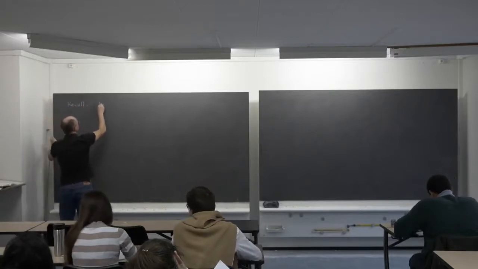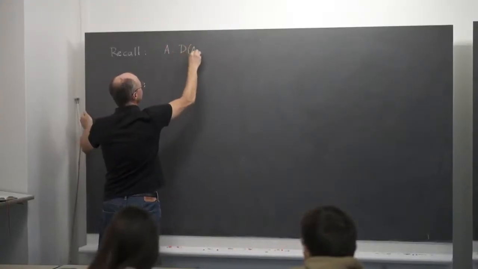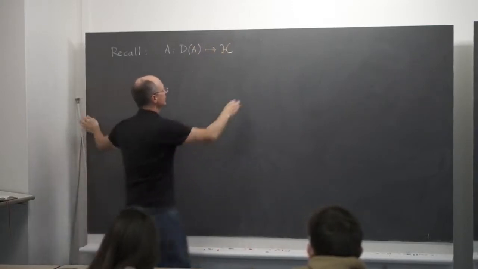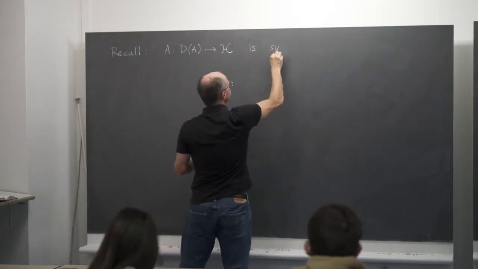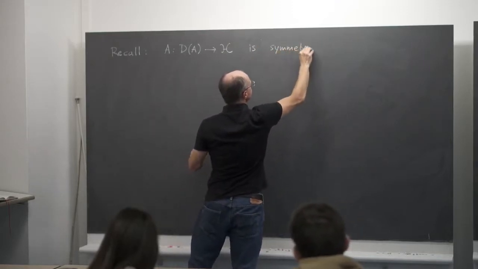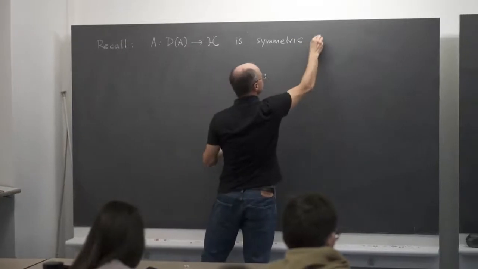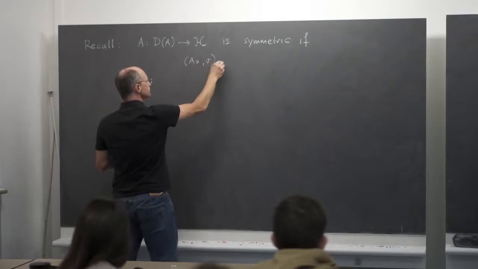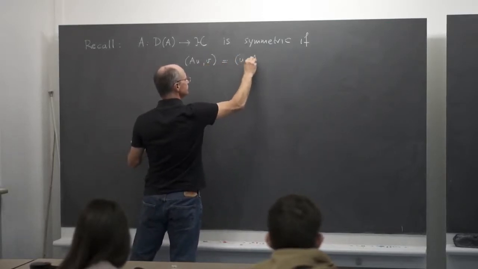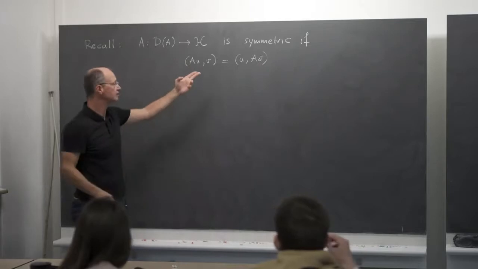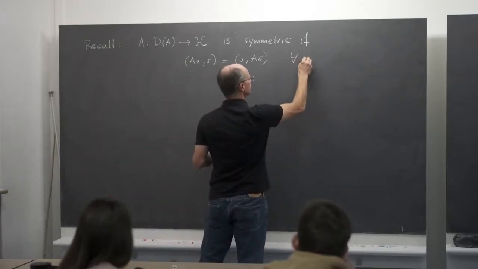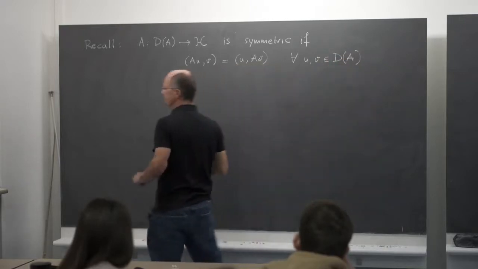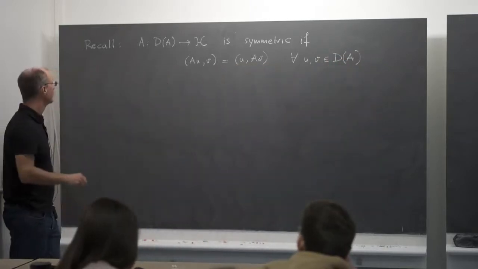So let me recall that an operator from D of A to H is symmetric if the following holds true. So you can pass it from one side to the other for all u and v in D of A.